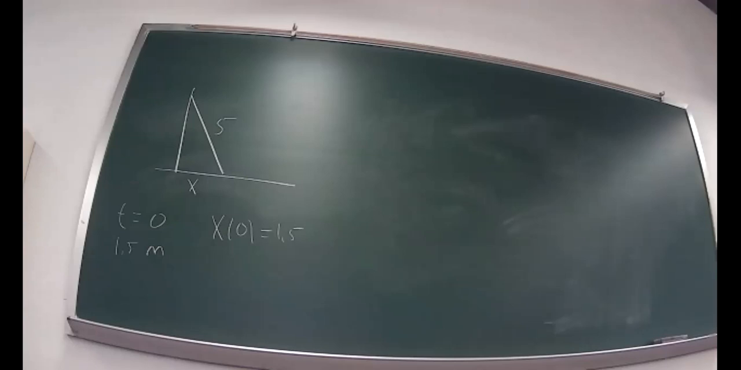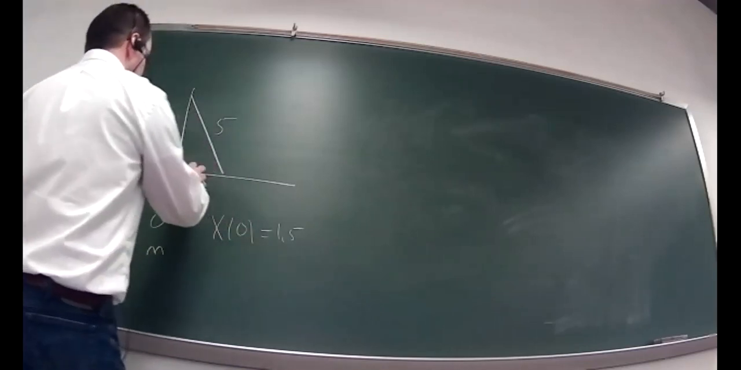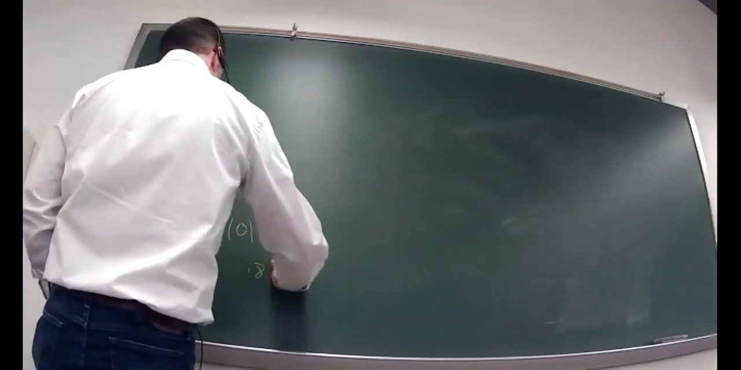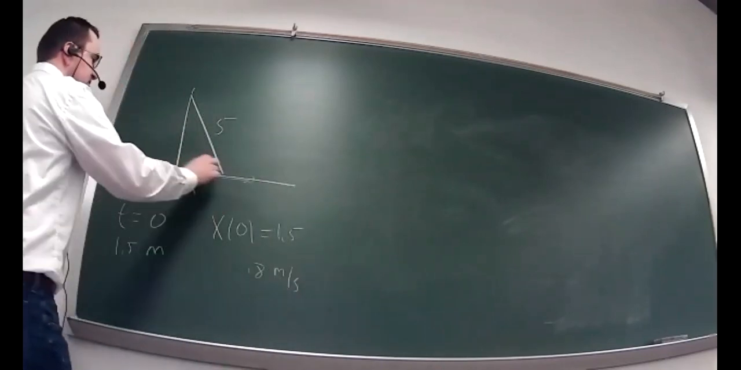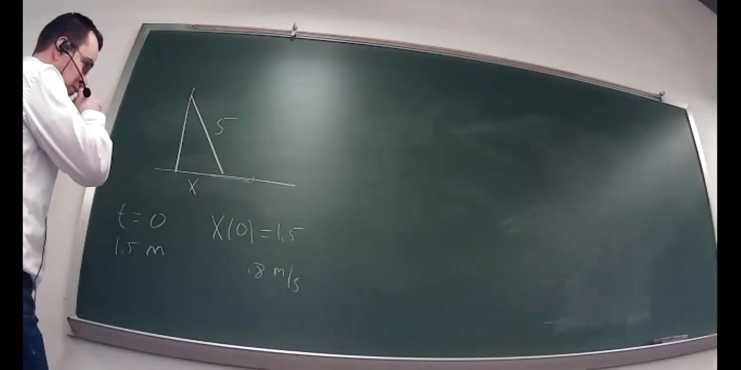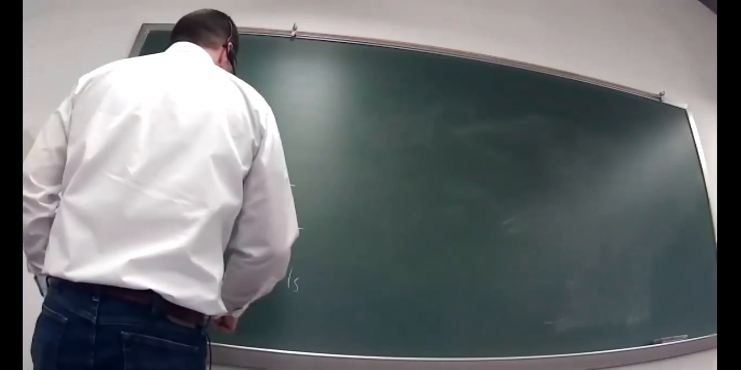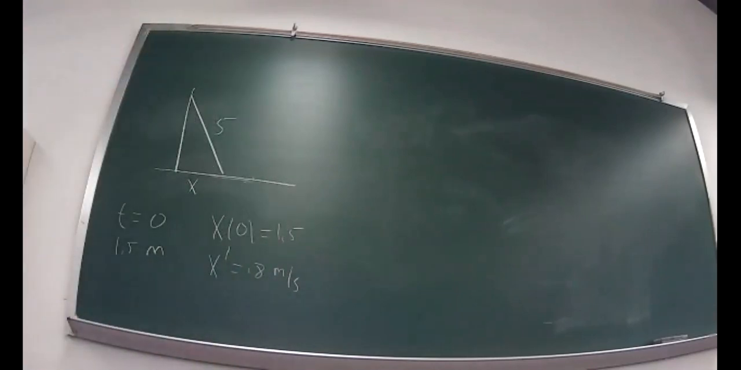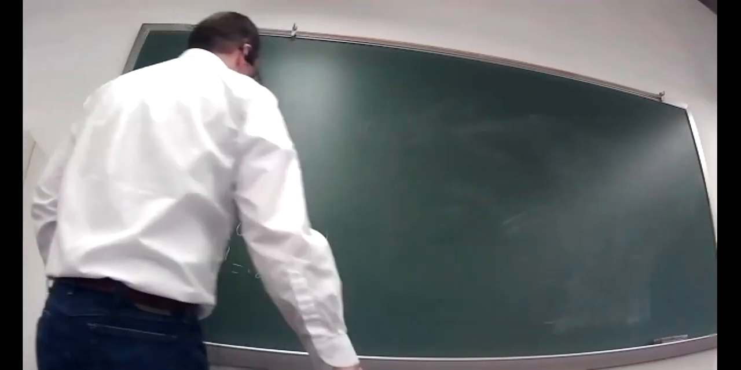And further than that, the ladder slides away from the wall at a rate of 0.8 meters per second. So you're sliding away from the wall in this direction at a rate of 0.8 meters per second. So this distance x from the wall to the base of the ladder is changing at a rate of 0.8 meters per second. So really what's happening is you're saying that the derivative of x is equal to this constant 0.8 meters per second.